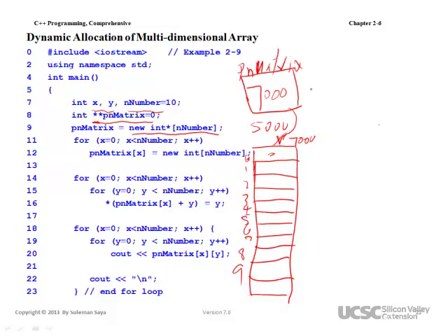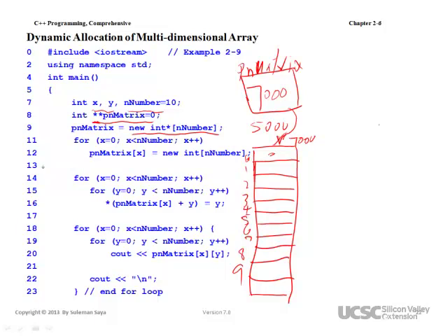As you can see, PN matrix is holding the address, and it is pointing to a memory location which is 7000. Now, each element of the array will hold an address, as we will see at line number 12. At line number 11, first let's check it out. We already have created the memory for x, so we are just initializing x to 0, and comparing x is less than n numbers, and x plus plus.